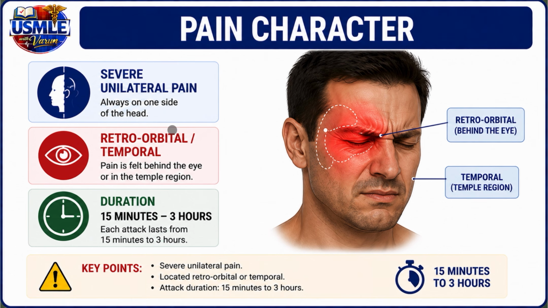The pain is strictly one-sided in cluster headaches, typically around the eye, and lasts for about a few minutes to a few hours. There is severe unilateral pain always on one side of the face. It's retroorbital or temporal. Pain is felt behind the eye or in the temple region. Duration of attack could last for about 15 minutes to 180 minutes, or 3 hours. And these attacks occur in clusters.